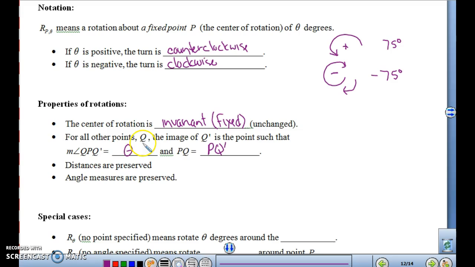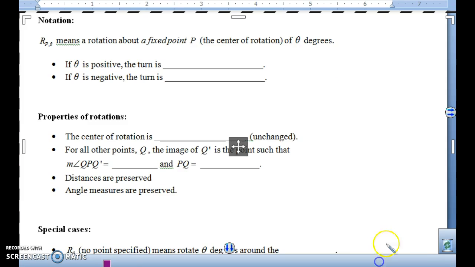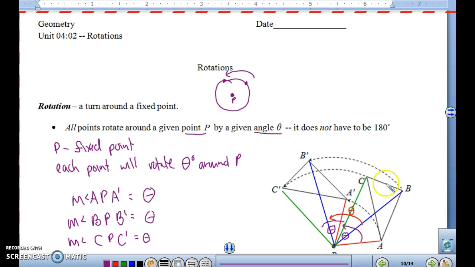All right, so what I'm saying is, when you do the rotation for any other point, the angle from Q to Q prime will be theta, and the length of the segment PQ will stay the same. It will become PQ prime. The distance will be the same. So distances are preserved. AB will be congruent to A prime B prime. If I look at my picture here, here is AB here.